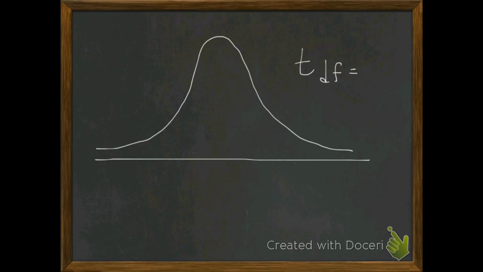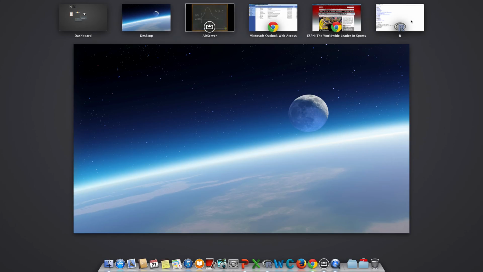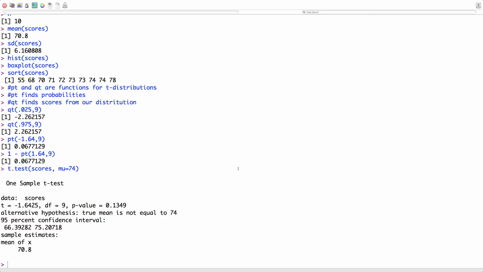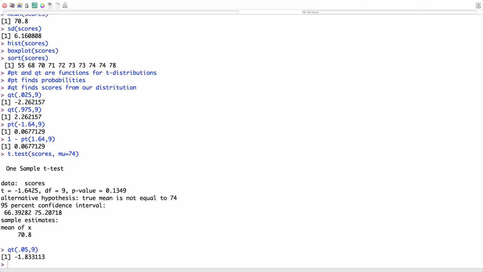Degrees of freedom 9. But this time we're going to put all of our rejection region in the left tail because we're testing less than. So our line in the sand now is going to be qt(0.05, 9). So our line in the sand now is negative 1.83.